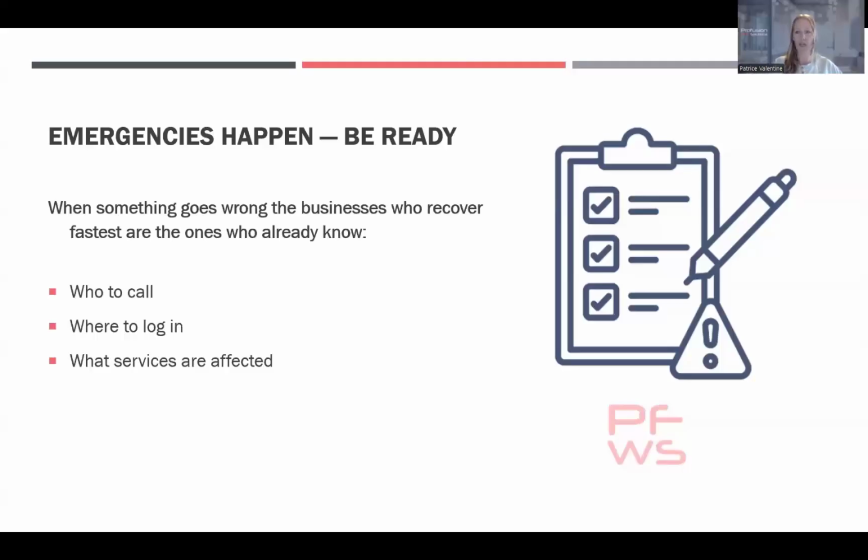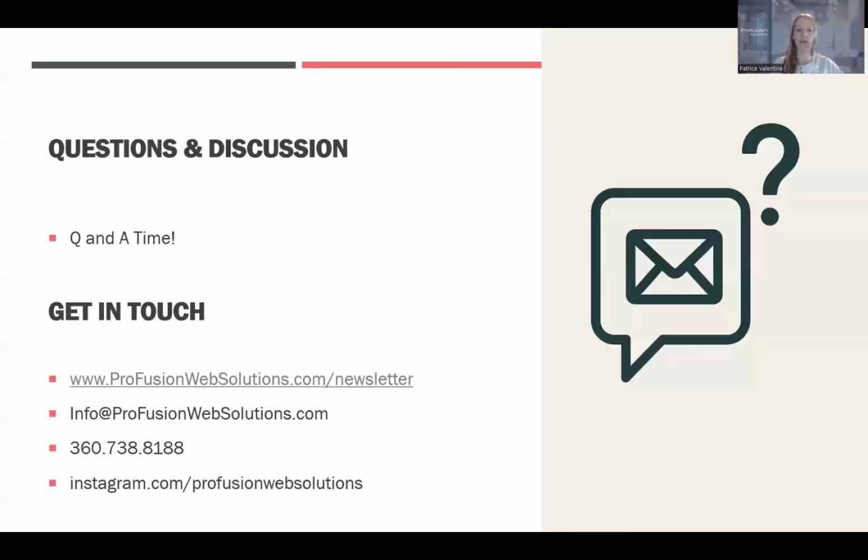So who your registrar is, who your DNS host is, who your email provider is, and then a place for you to jot down maybe if you have a company that is helping you with that, who they are, and the phone number of where to call them. So who to call, where to log in, and what services are affected. If you have that information when an emergency happens, that's going to help you get on the fastest path to recovery. Let me jump in and see if there are any questions here.